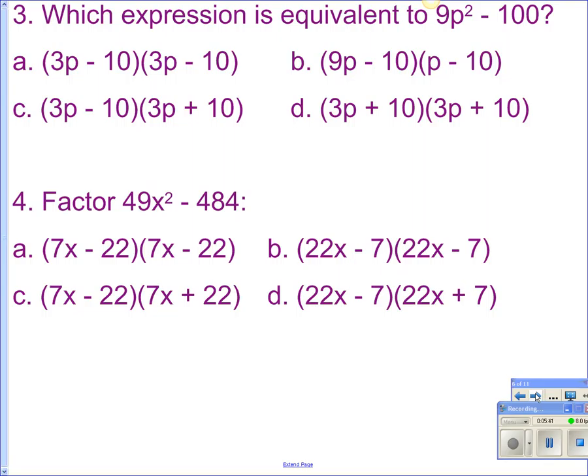Right here? Yep. Because they didn't split it. 9p has to be split, and they didn't split it up correctly. Okay, so you can mark that one out. Haley, what's another answer that's wrong?